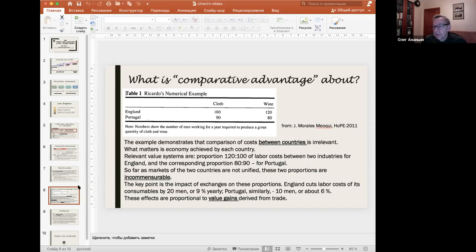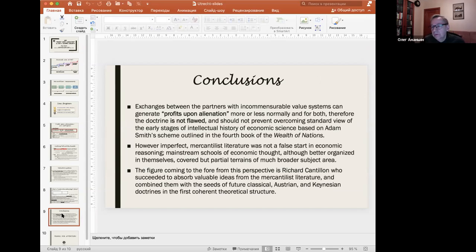Of course, according to Marx, it is not because of trade itself. It was labor in the importing country. But without trade, this value cannot be gained. So that is actually the main argument I wanted to present to you. And here are the conclusions: profit upon alienation as a doctrine is not flawed in general. It might be, of course, in some situations flawed, but not theoretically necessary.